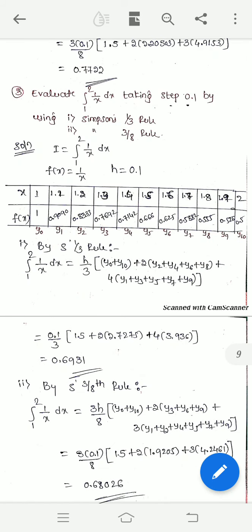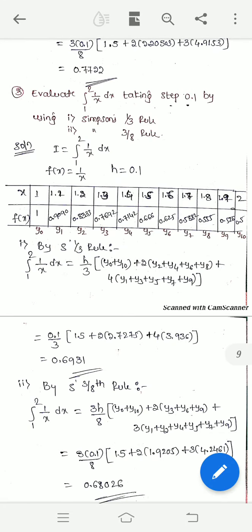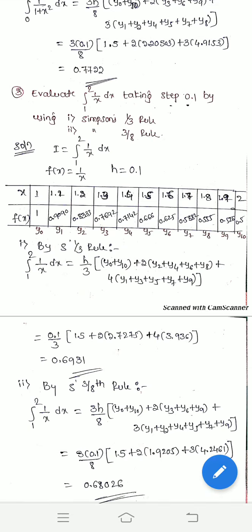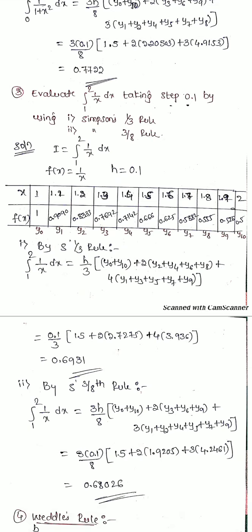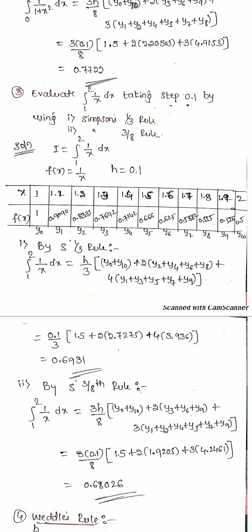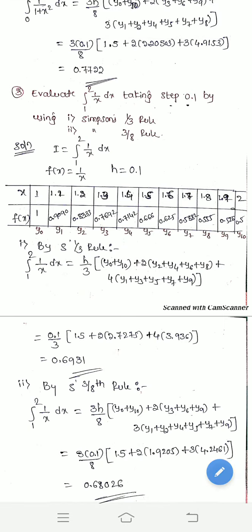Okay, now first we shall construct the table of x values and y values with respect to the given integral. I is equal to the integration from 1 to 2 of 1 divided by x dx, where f of x is the function 1 by x, and h equal to 0.1. The x values are 1, 1.1, 1.2, 1.3, 1.4, 1.5, and so on up to 2 itself. Similarly, the y values are calculated.